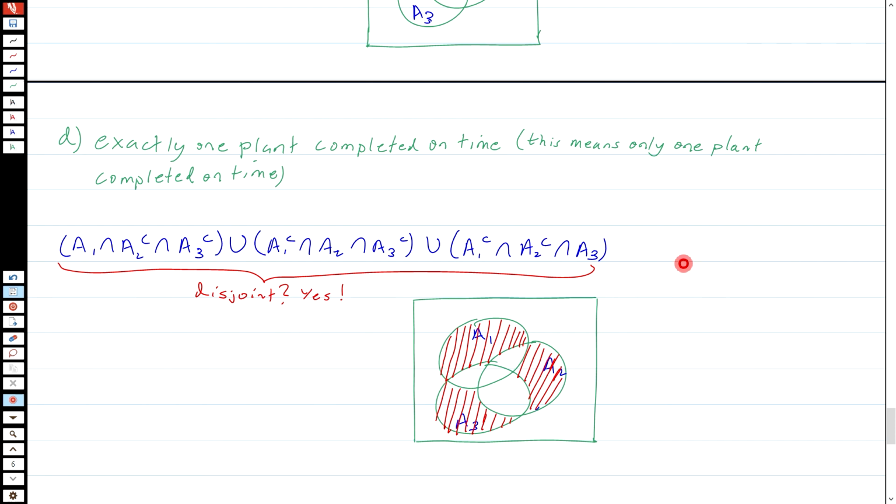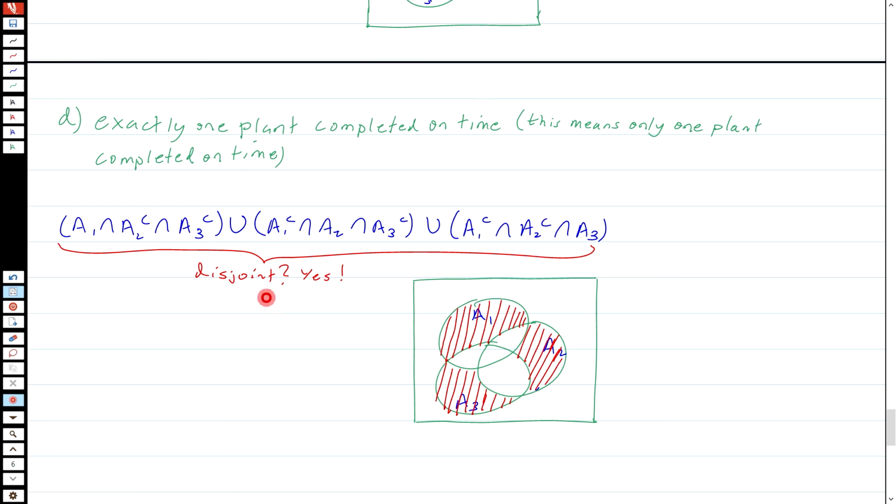Usually when we're doing this, we're trying to compute probabilities, and anytime I see unions, the first thing I ask myself is whether these things are disjoint. And if they're disjoint, it means if I'm in this space, I cannot be in the other two spaces. In other words, if I'm here, can I be here or here? No, I can't. So that means these three spaces are disjoint.